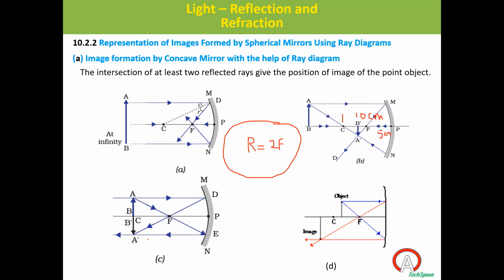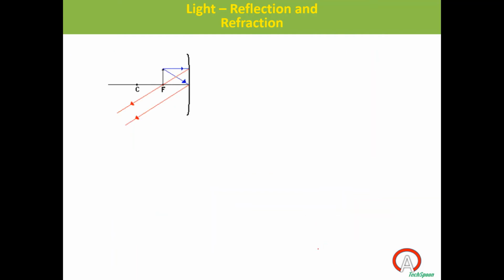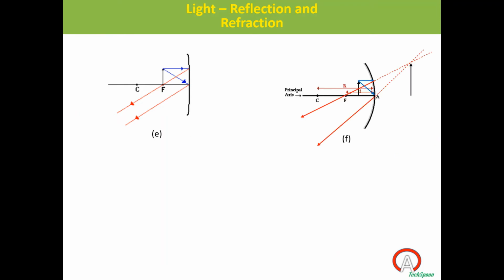And case 3, you will get a same size image. And case 4, you will get an enlarged image. So you see, this is object length, this is the image length. You will get an enlarged image. Case 4. Case 5, you will not get any image, you will get the image at infinity.